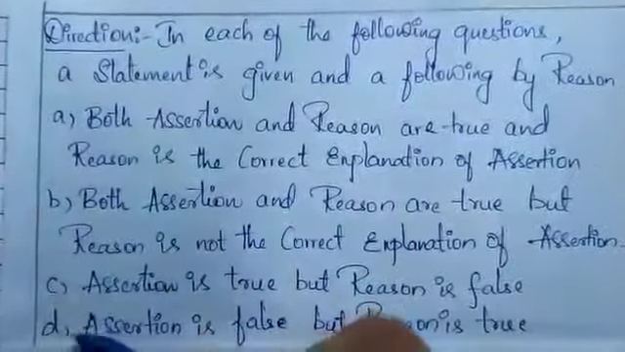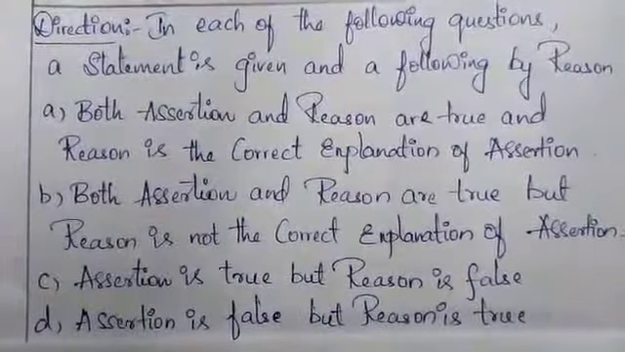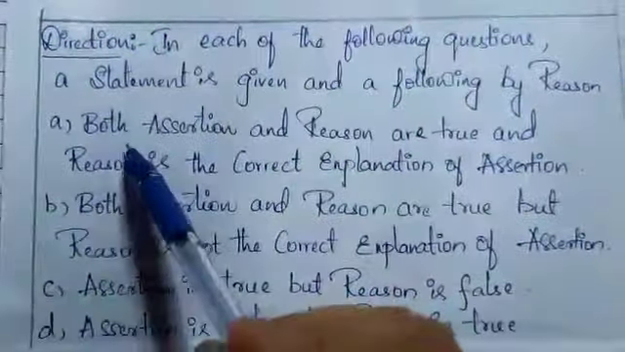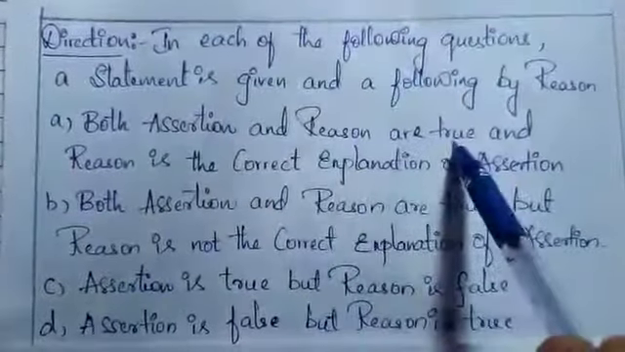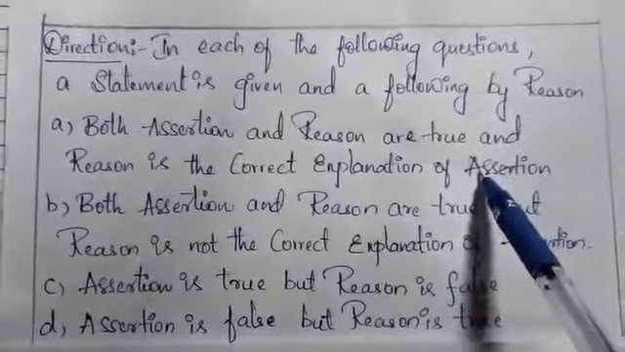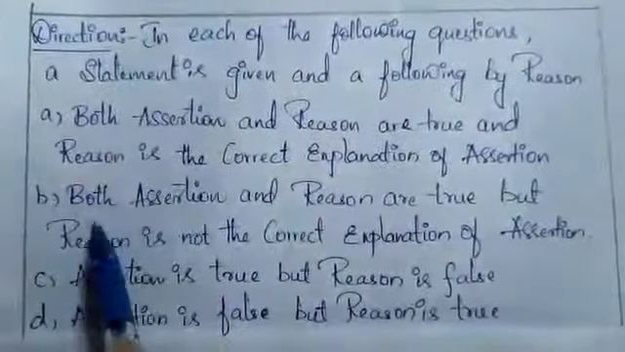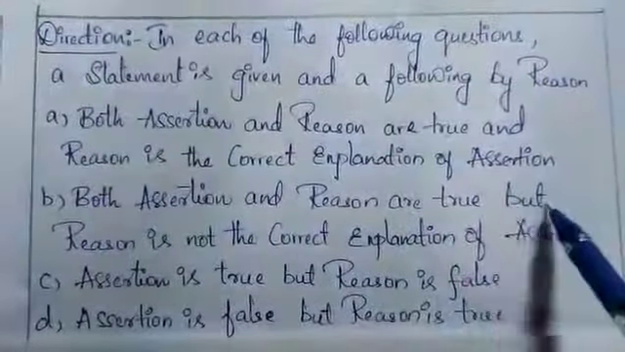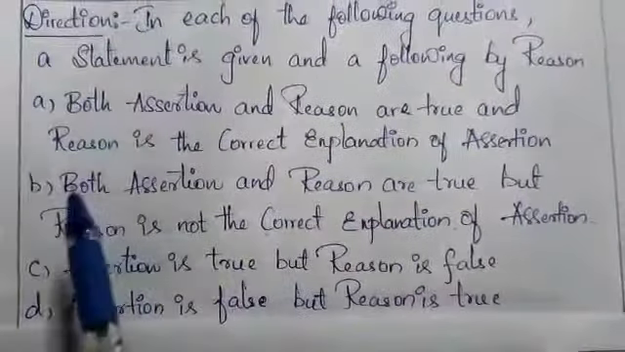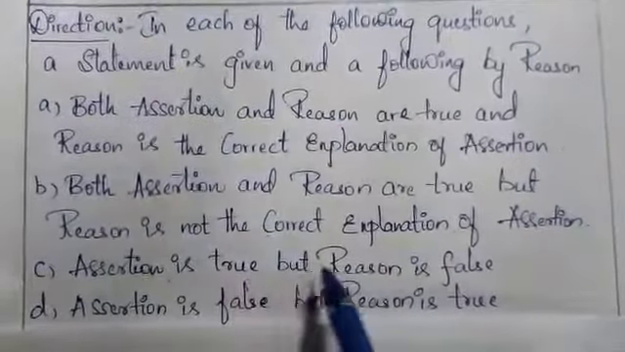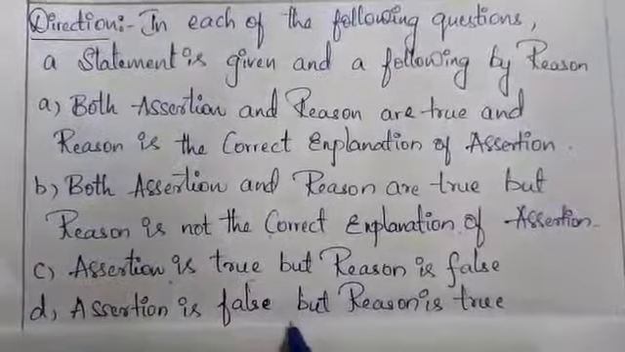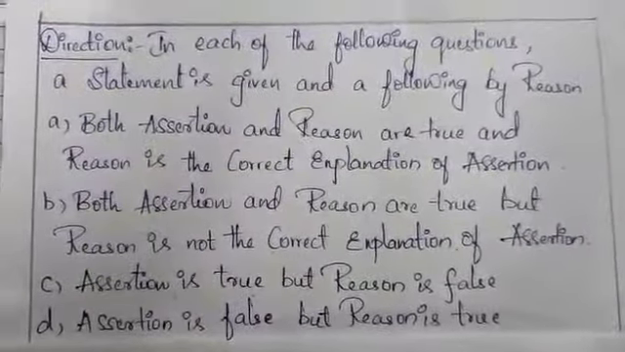Option A, B, C and D. By seeing the statement and reason, you have to choose which is the correct one. You can see option A: both assertion and reason are true, and reason is the correct explanation of a given assertion. That is the first option. Option B: both assertion and reason are true, but reason is not the correct explanation of the assertion. Option C: assertion is true, but reason is false. And option D: assertion is false, but the reason is true.